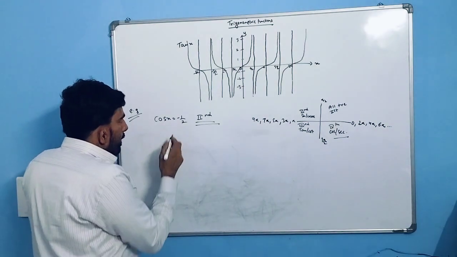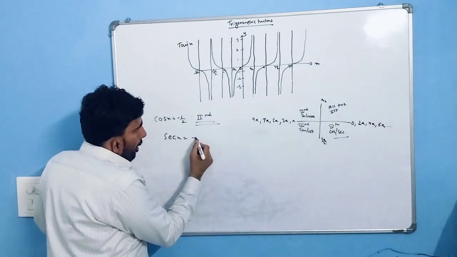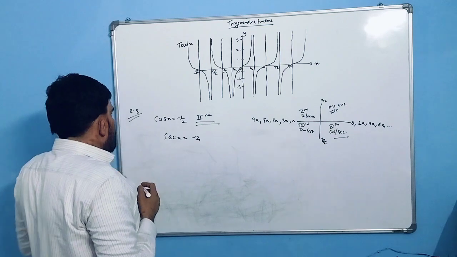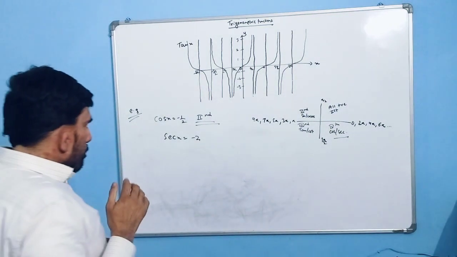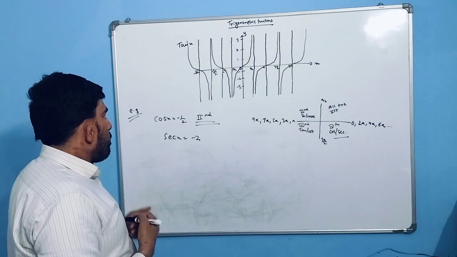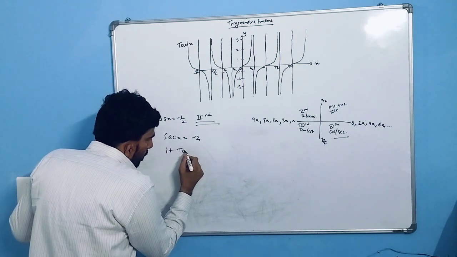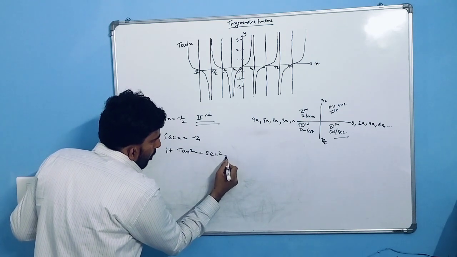If I got this cos x, I can find sec x, that is the reciprocal of cos, minus 2. Sec will also be negative in the second quadrant. Then cos x is equal to minus half. Now we have found sec. Now 1 plus tan square x is equal to sec square x.